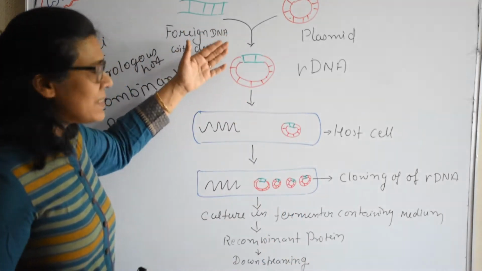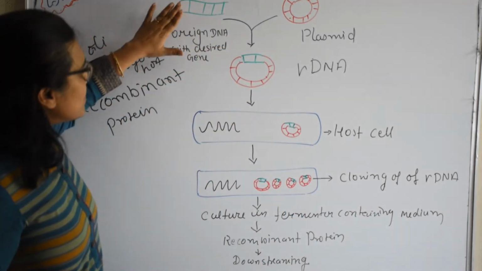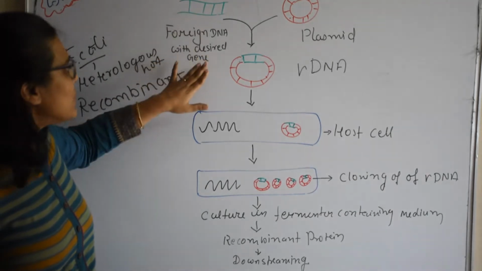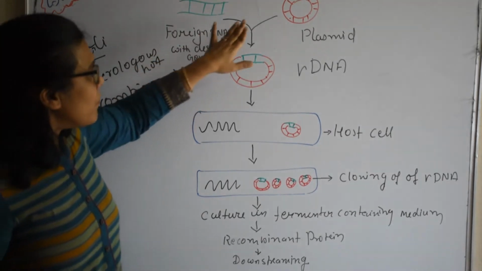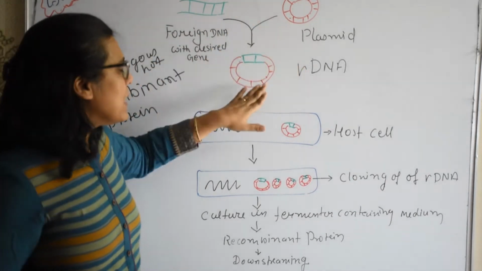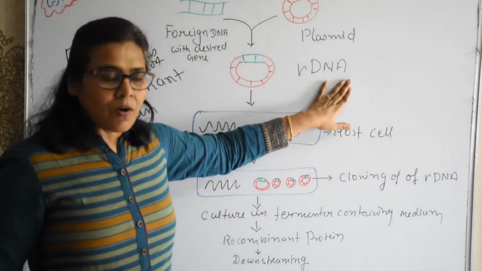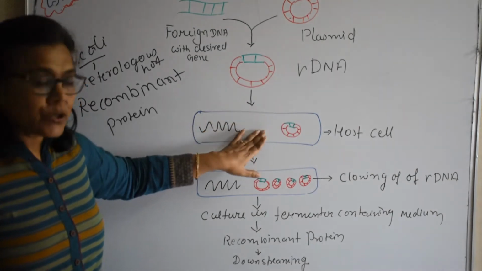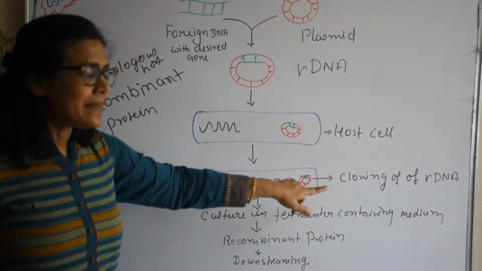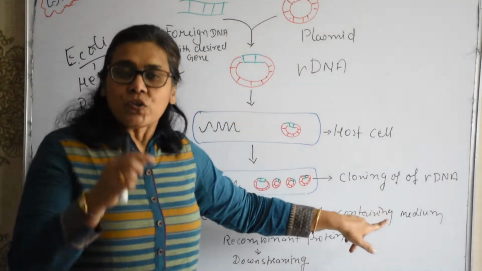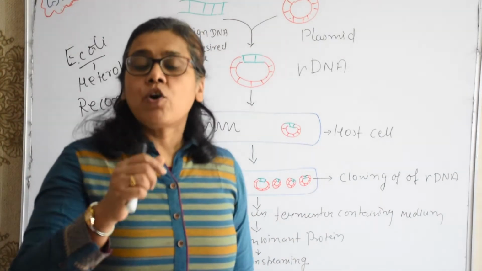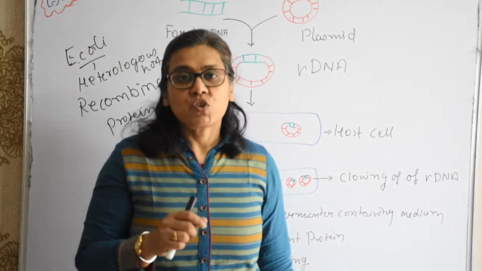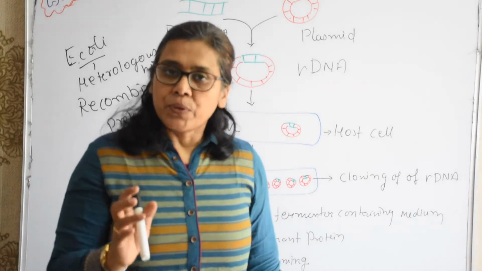We can refer to this diagram. This is the fragment of DNA which contains the desired gene. When it is linked with the plasmid, recombinant DNA is formed. When the recombinant DNA is introduced into the host cell, it starts multiplying. So here the aim of recombinant DNA technology is to get the desired protein.